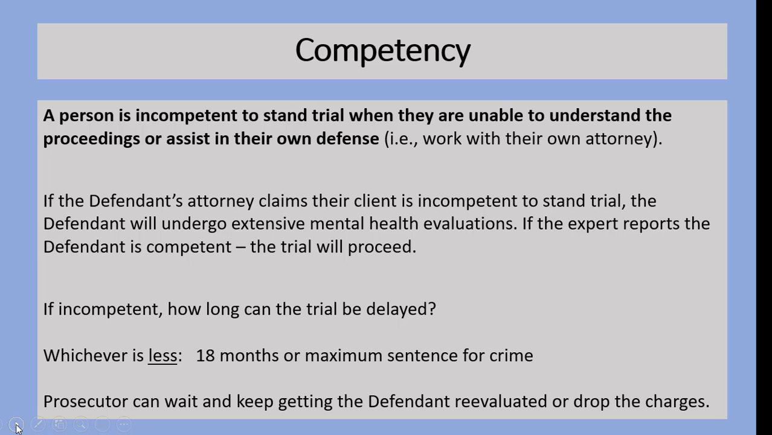So just to repeat, don't think competency is a defense. You can't have a defense if you don't go to trial. And if you're incompetent to go to trial, no defenses need to be made. A trial hasn't even begun.